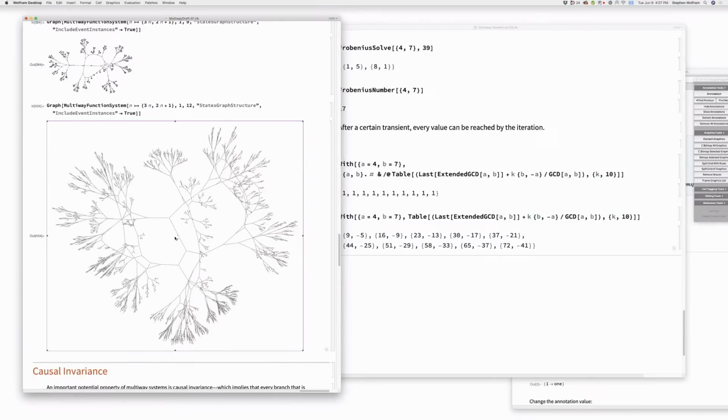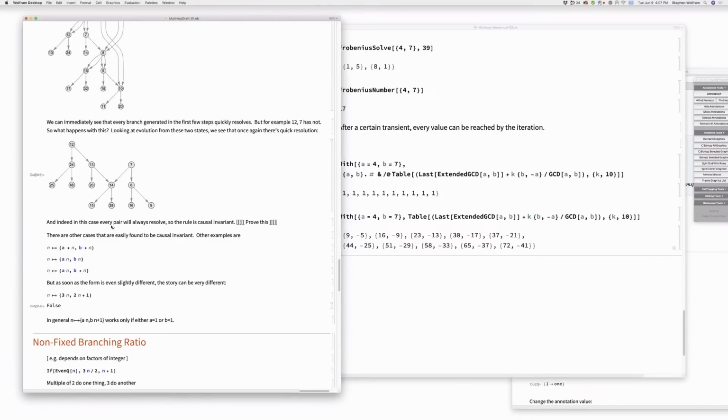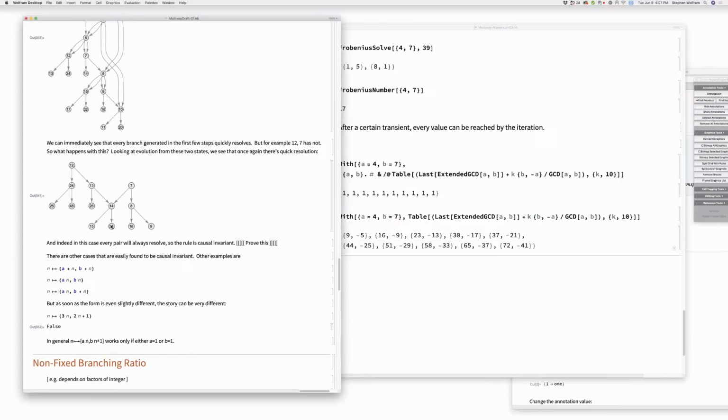Okay, so what we probably should do is to look at, as a function of a and b, the rate of branch pair convergence as a function of a and b. That seemed like a worthwhile thing to do. Let me explain the bigger picture here. The first thing I want to do is try and understand the space of causal invariant systems within these integer multiway systems. The next thing I want to do is to start looking at non-integer multiway systems.